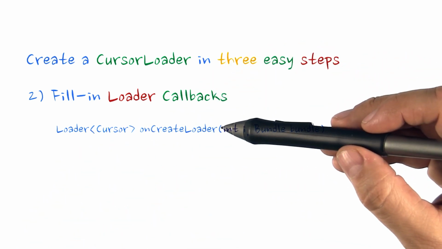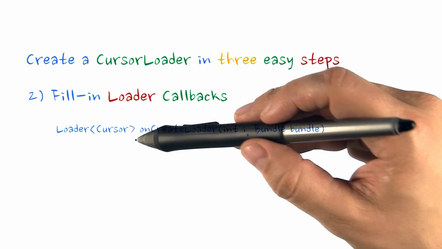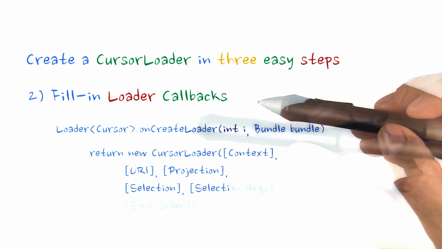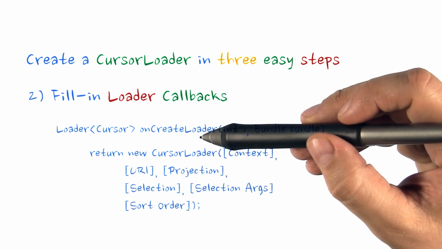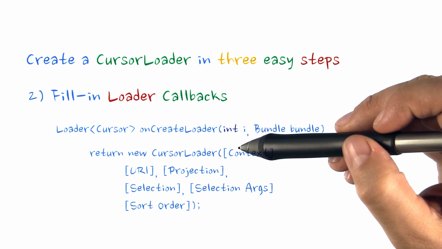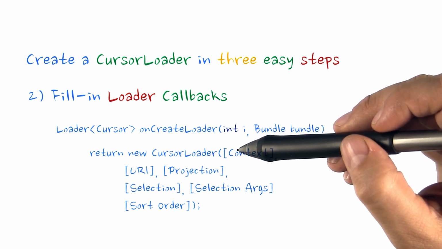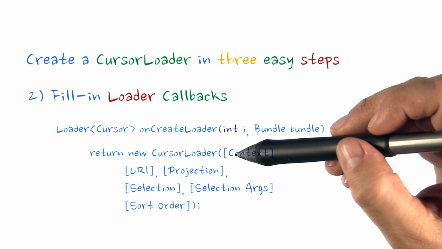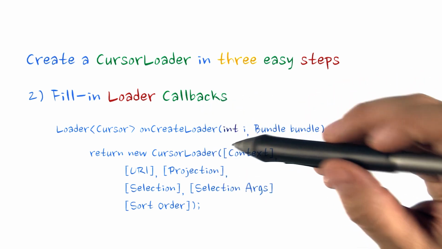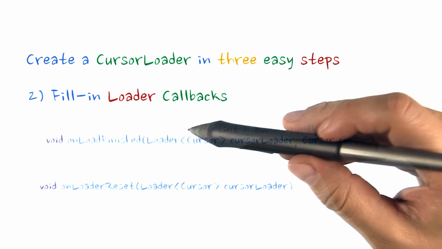OnCreateLoader returns a loader with parameterized type cursor. This is where we create and return our cursor loader. Cursor loader has a constructor that takes all of the standard content provider query parameters and will call the content provider on our behalf when it is executed by the loader manager. Since cursor loader derives from async task loader, it will be executed in a background thread.